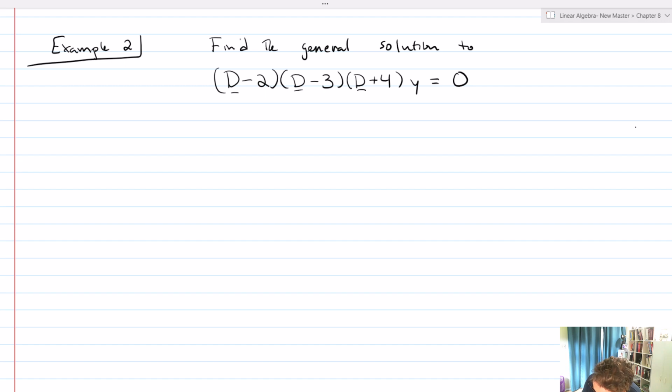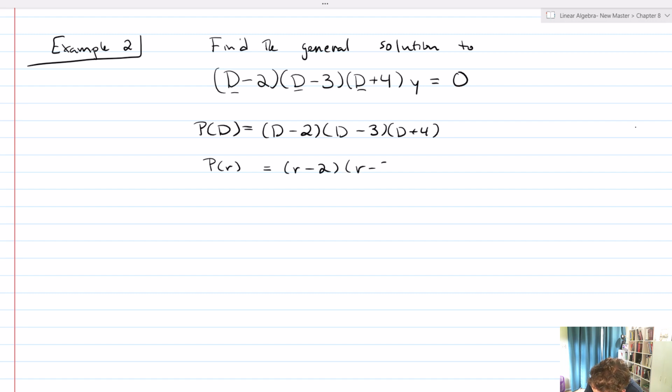So P of D, that polynomial differential operator, is just going to be this. I'm going to write it straight down: (D - 2)(D - 3)(D + 4). And then I can change that to P of r. I replace my D's with r's, and that becomes (r - 2)(r - 3)(r + 4), and that's our auxiliary equation. So we have (r - 2)(r - 3)(r + 4) equal to 0. It's fully factored, so we can solve it really easily.